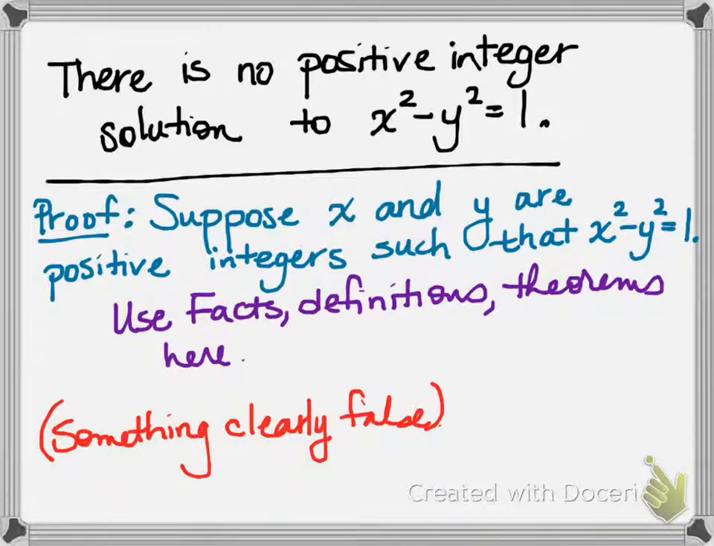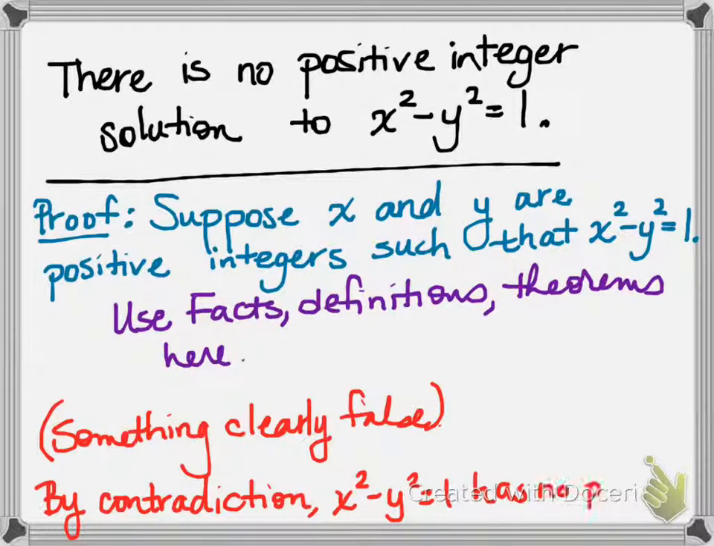So that's what we're looking for. We're trying to come to a conclusion where something is clearly false. And after we realize that, we start with an assumption and we get to a conclusion of something that's false, we realize, well, this assumption can't be true. And so we would say, by contradiction, x squared minus y squared equals 1 has no positive integer solutions, and then that would be the end of our proof.